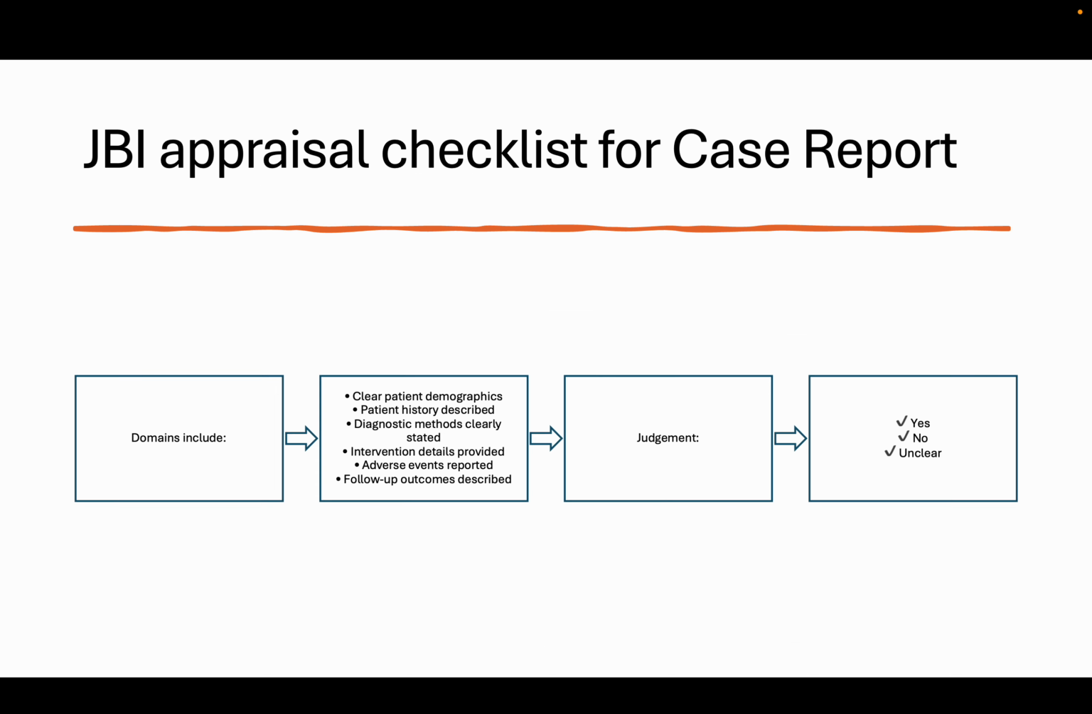For the case report, similarly, we have different domains. For example, the domain number one is clear patient demographics, patient history, diagnostic method, intervention, adverse events, and follow-up outcomes. So we will judge if there is presence or not, or if it is unclear. So let's see the example.